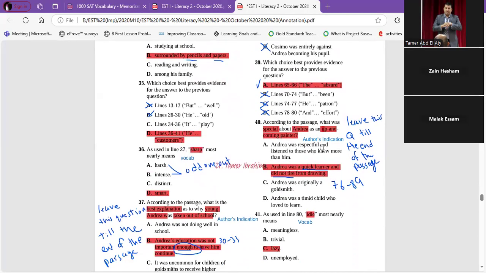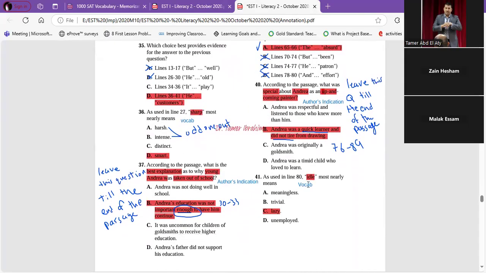40, the one you got wrong, it's inference and function without mentioning a line.